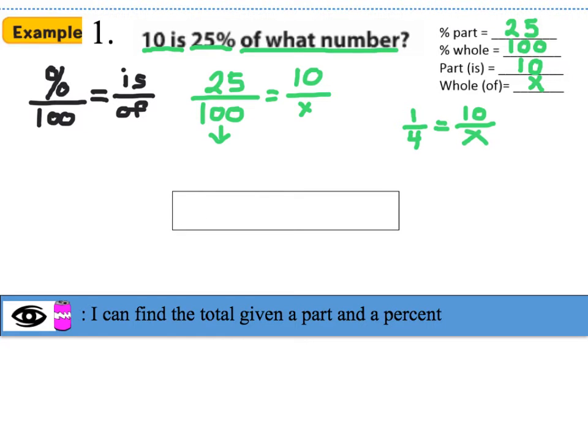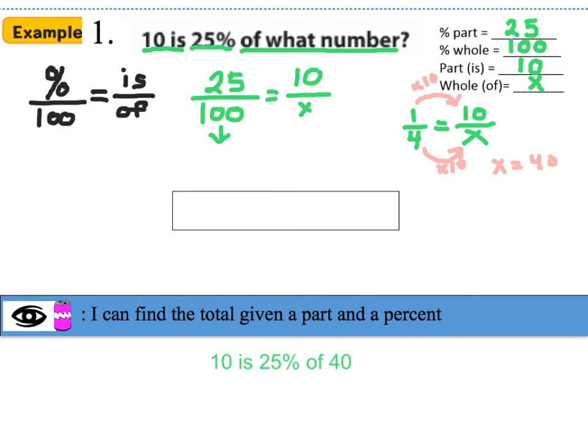Now we can use that to solve for our x. So now I'm going to ask myself, how can I make this 1 look like a 10? So let's multiply that by 10. So whatever I do to the top, let's make sure we do that to the bottom. So my value of x is equal to 40. So in our answer, we can say 10 is 25% of 40.